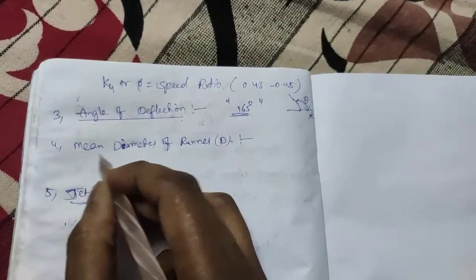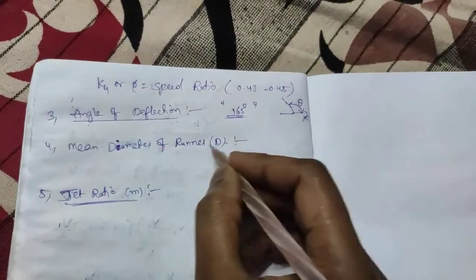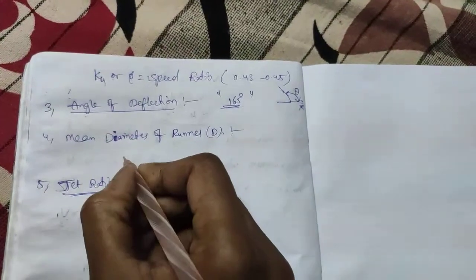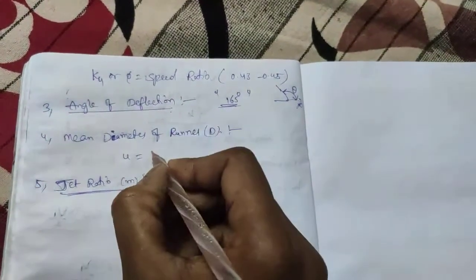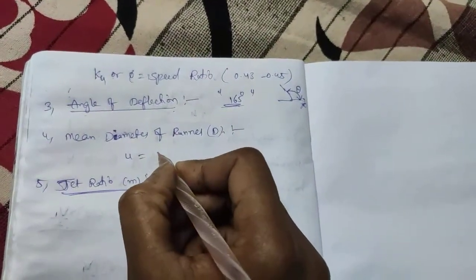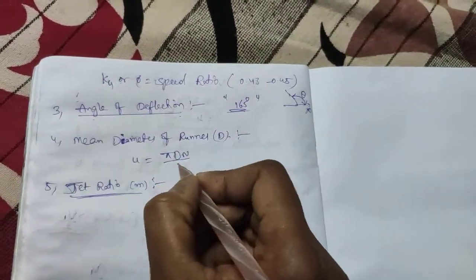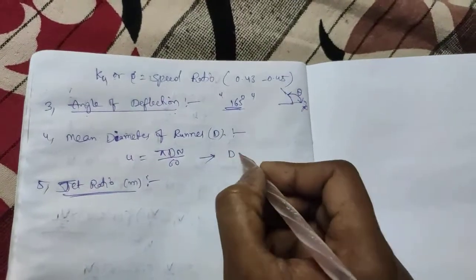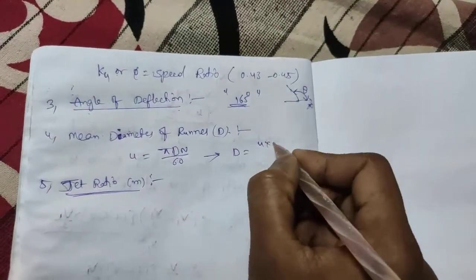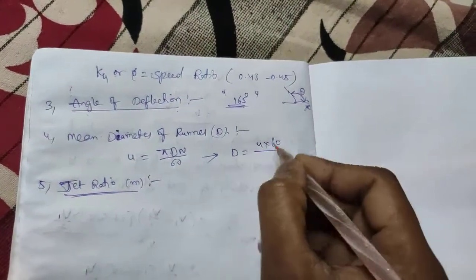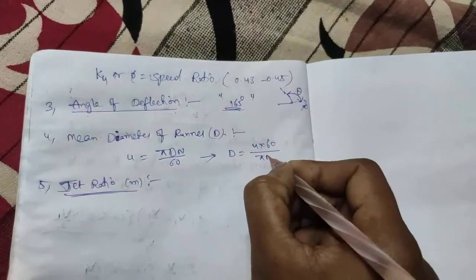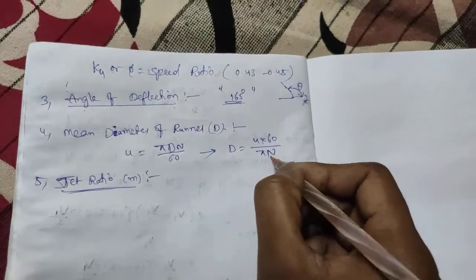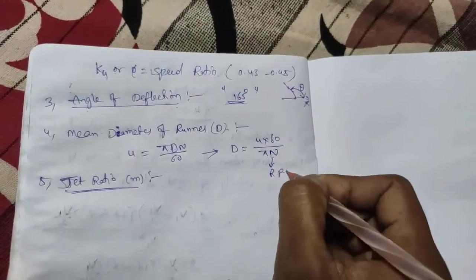And another thing is mean diameter of runner or wheel. As you know already, peripheral velocity of runner formula U equals pi DN by 60. From that, D equals U into 60 by pi N, where N is the speed of runner in RPM.